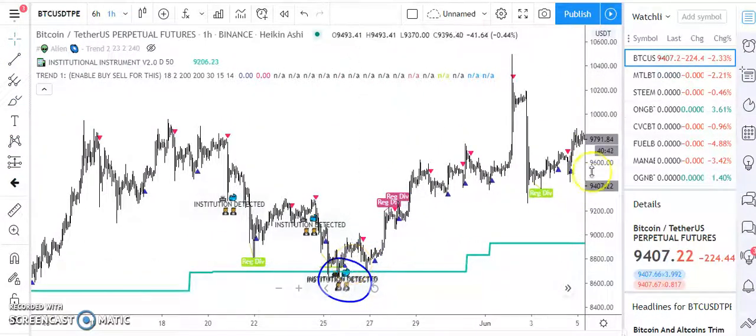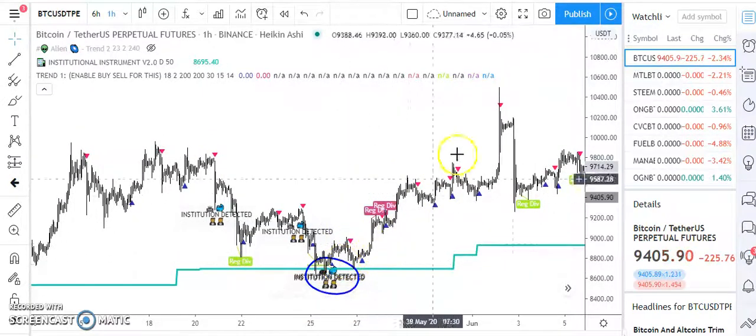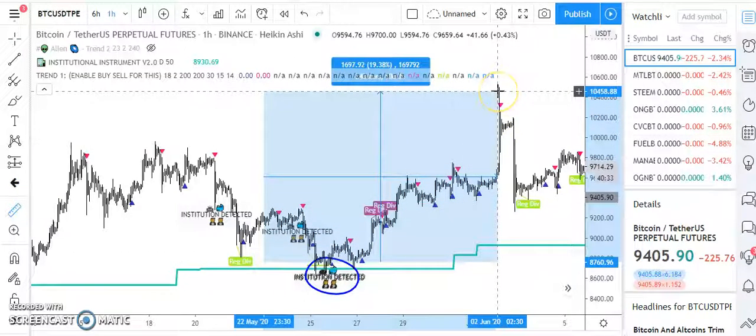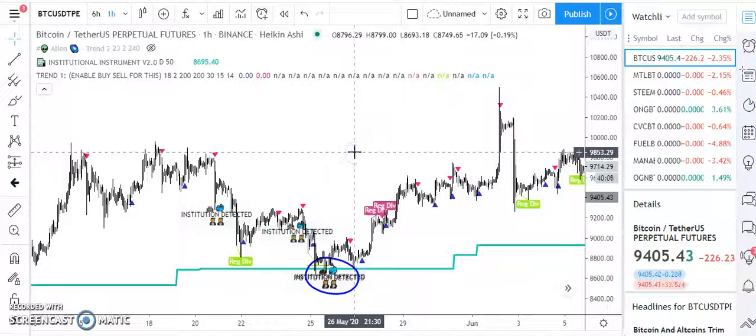From here on, if I had gone for a long position, look how BTC rallied from here. You can see a jump of around 20%. With 20x leverage and a 20% jump, you would have made 400% profit. That is 5x money from 22nd May to 2nd of June. Within 10 days, you would have made more money than whatever you had made in the past 1 year. That's how useful this particular tool is.